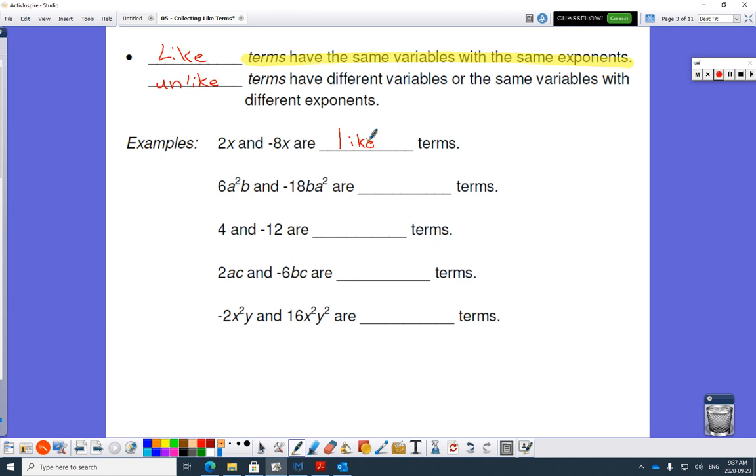I give this little delay. Answer it in your own head so you know whether you got the right idea or not. And then listen to the answers that come up. Are they like or unlike? They are like. She's so correct.